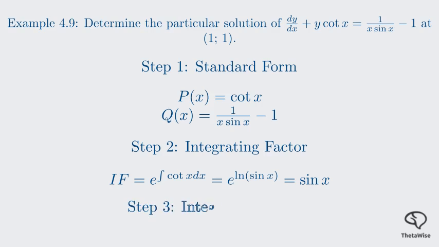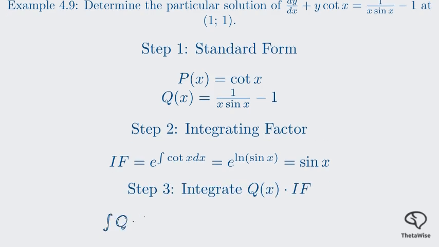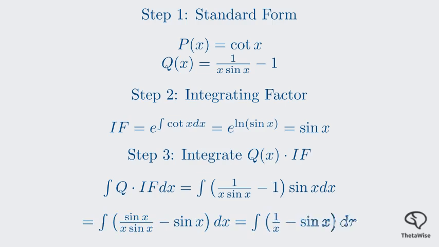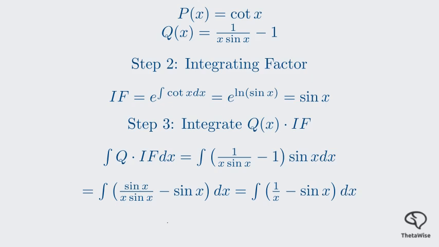Step 3, integrate Q(x) times the integrating factor. We need the integral of Q times IF. We multiply our Q term by sine x. Let's distribute the sine x inside the brackets. The first term becomes sine x over x sine x, which simplifies to 1 over x. The second term is negative sine x. So our integral is of 1 over x minus sine x. We can integrate these two terms easily. The integral of 1 over x is ln of x, and the integral of negative sine x is positive cosine x. So step 3 gives us ln x plus cos x plus c.